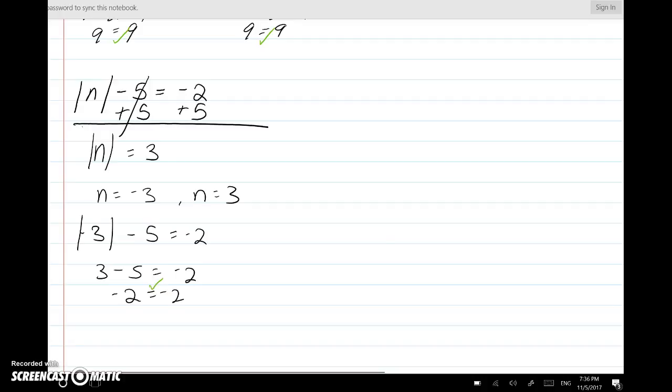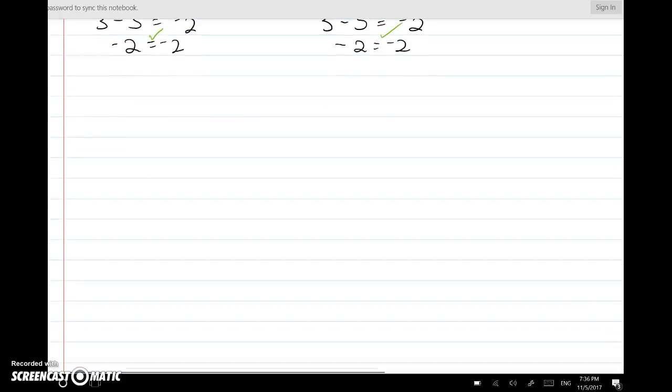Then we're going to do the other side. The absolute value of 3 minus 5 equals -2. 3 minus 5 equals -2, and -2 equals -2. Another check. Woohoo, we solved it! Okay, next type of problem.